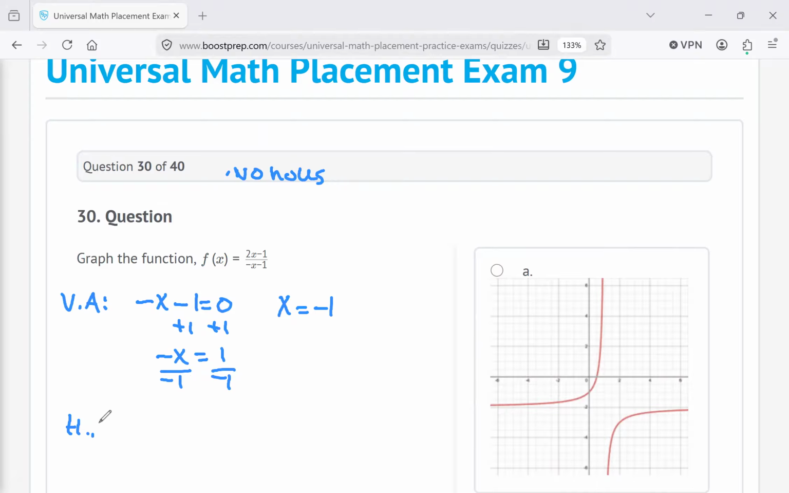And then my horizontal asymptote is going to be y equals. You look at the highest term on the numerator and the highest term on the denominator. My highest term on the numerator is 2x. My highest term on the denominator is negative x. So you can ask yourself, are the degrees the same, is it bottom heavy, or top heavy? The degrees are the same, so use the coefficients. 2 over negative 1 is negative 2. So my horizontal asymptote is y equals negative 2. Once you have those two asymptotes, go ahead and start drawing it.